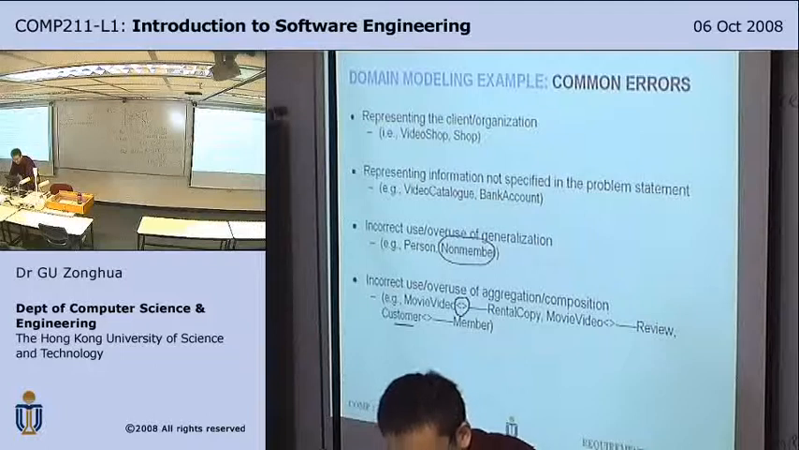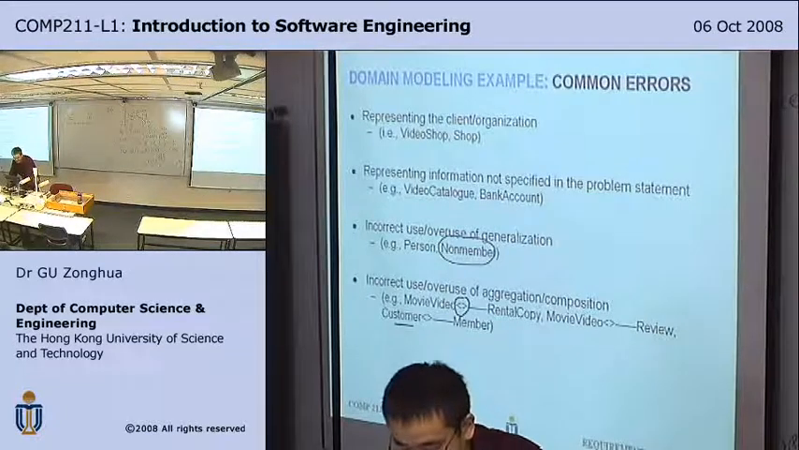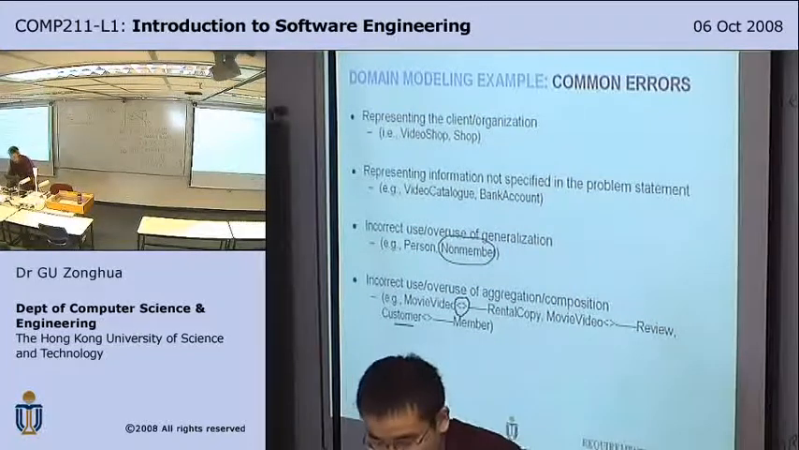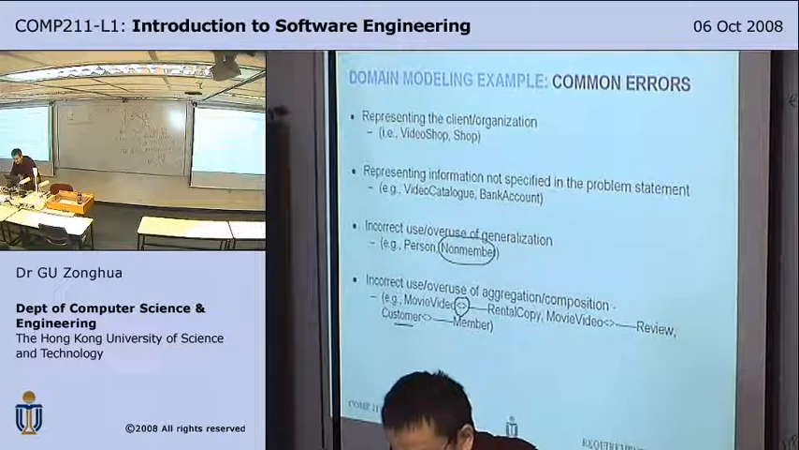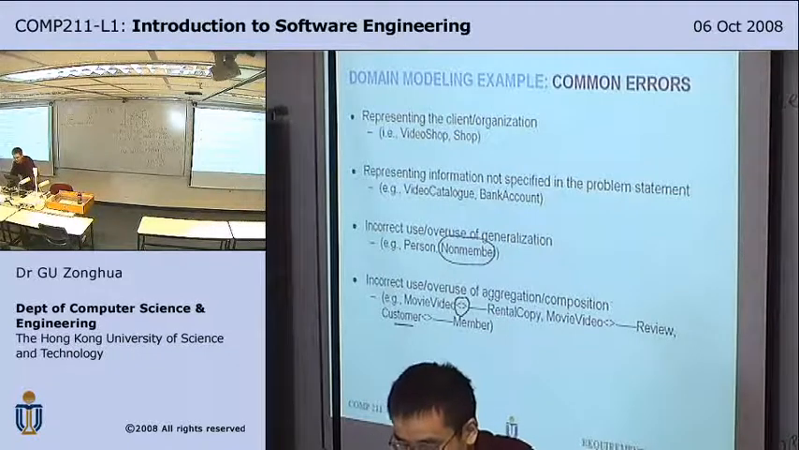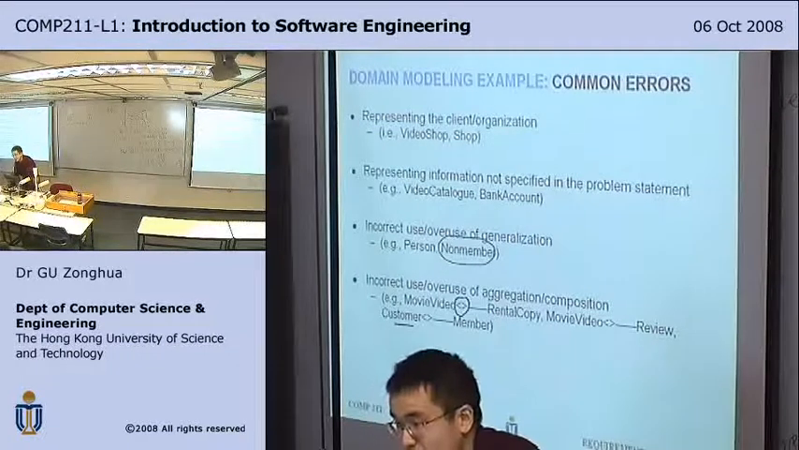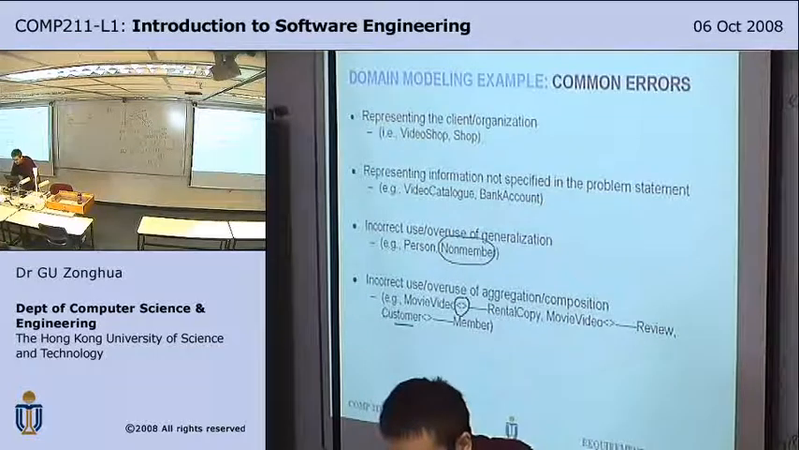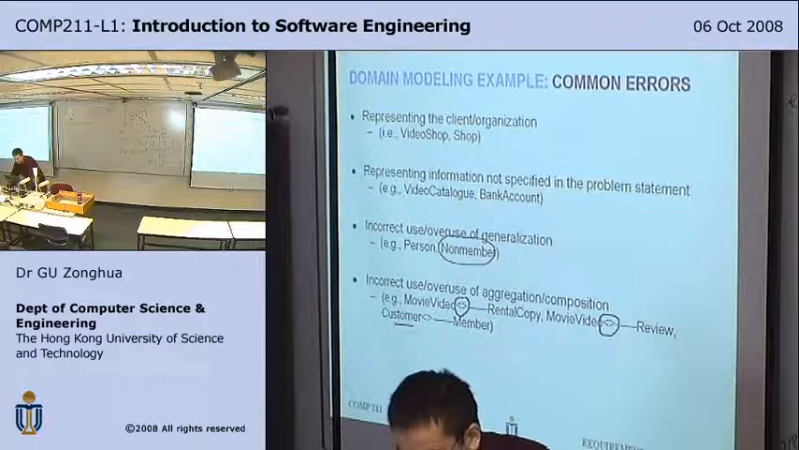So in this example, there are no aggregations or compositions. Remember, the difference between aggregation and composition is that composition is stronger. The part cannot exist independent of the whole, while aggregation is weaker. The part can exist independent of the whole. So if you have an open shape here, it's aggregation. If you have a black filled shape here, it's composition.